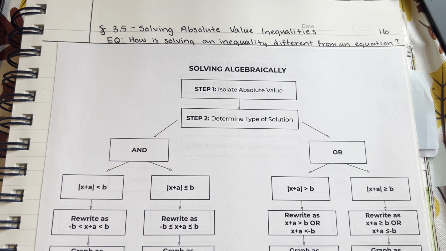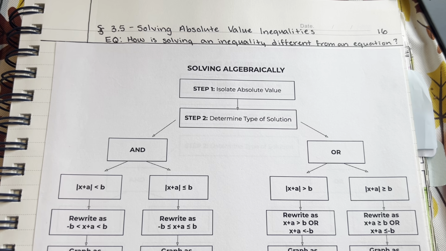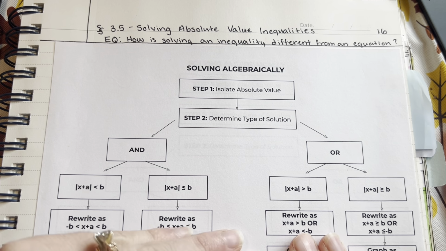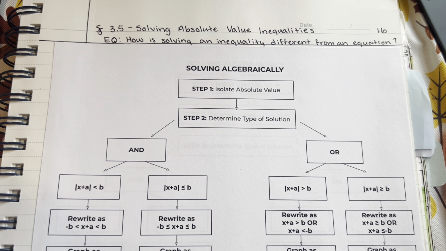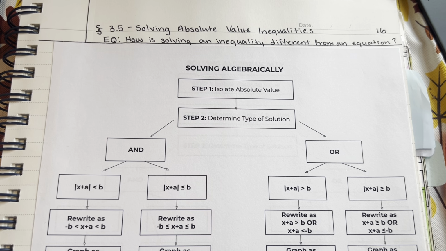Okay, so now that we have learned how to solve equations, we're going to look at solving inequalities. Inequalities are a little bit different. And actually, there's this really cool graphic organizer that we're going to use to kind of figure it out. So step one is to isolate the absolute value. Once we do that, we're going to have and or solutions.